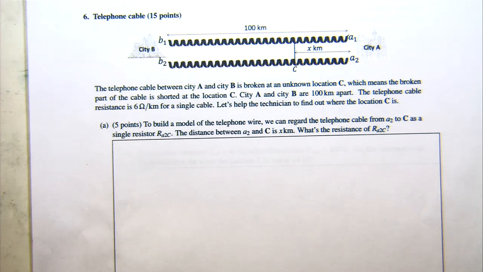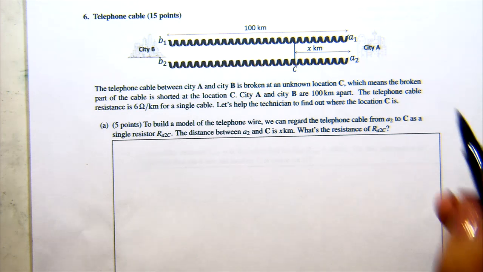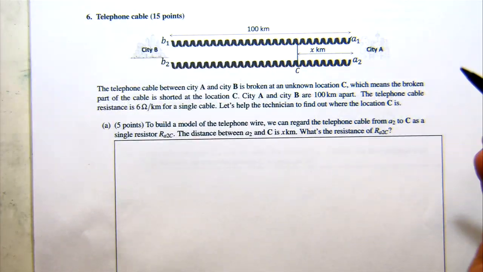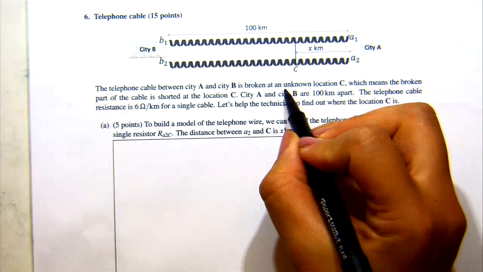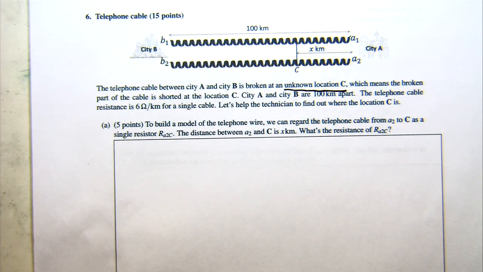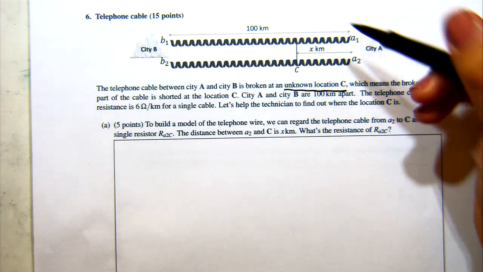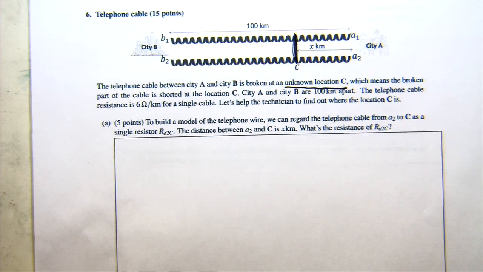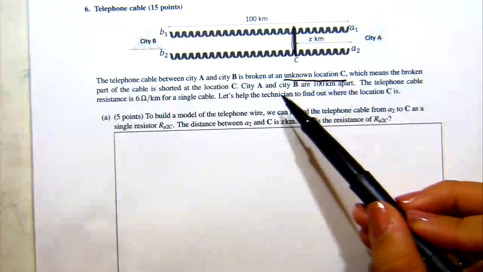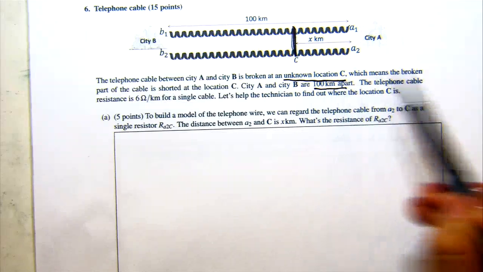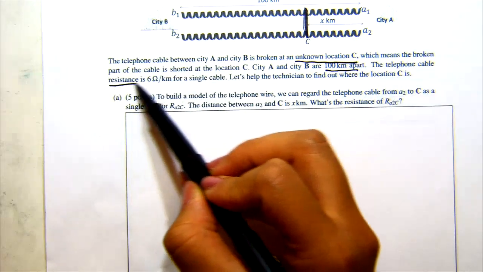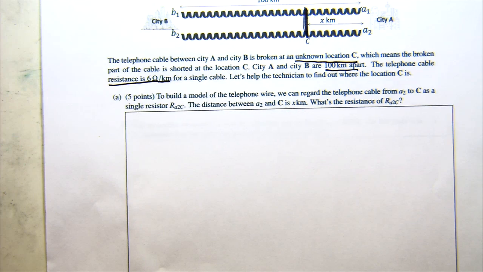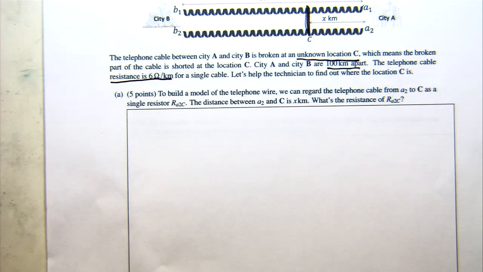I guess telephones are a little bit old and people don't really use landlines anymore, but let's say this is important to think about. So in this case, we find out that at some unknown location C, we have a broken wire. So now we've shorted out some wire between these two at this location. We also know that city A and city B are 100 kilometers apart, and we know something about the resistance of our cable. Now we want to help the technician figure out where the break is so that they can go over and fix it.